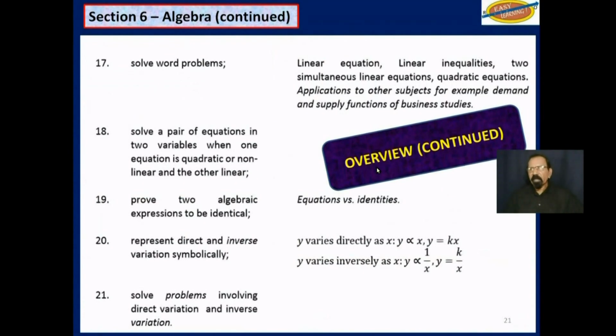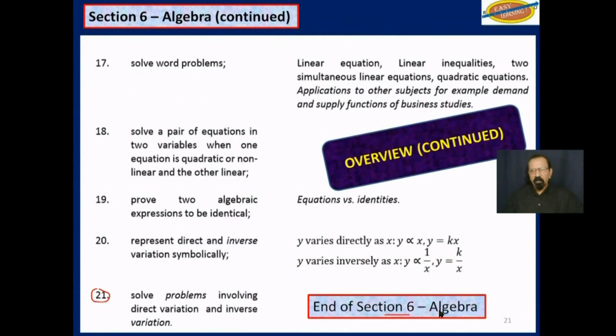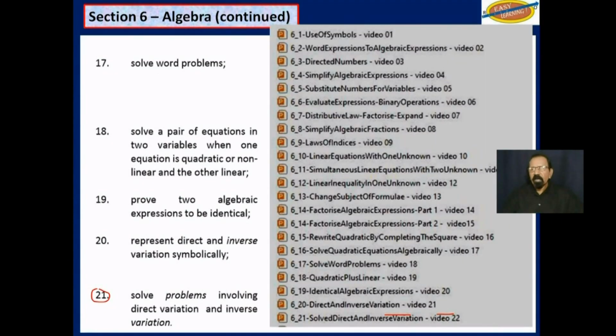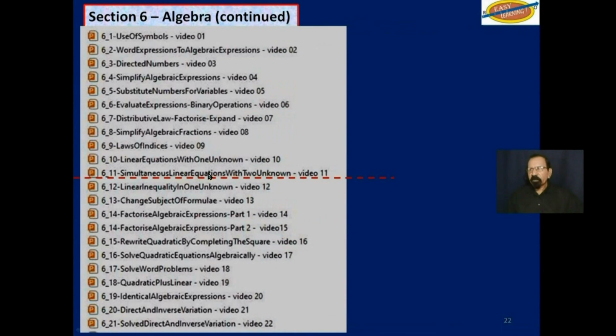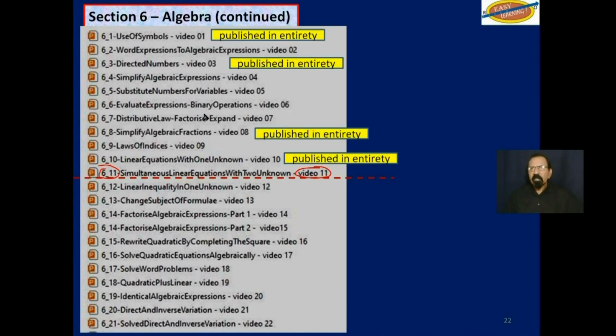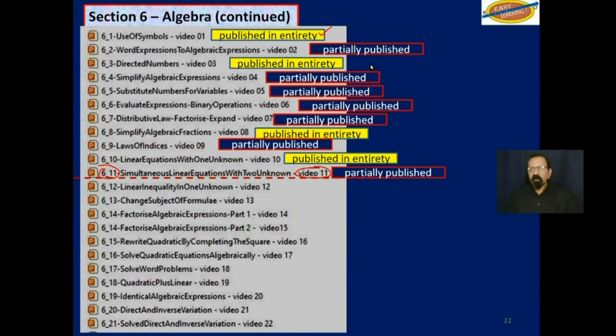And after that, we have these 5 more objectives to complete this section of the syllabus, section 6, which deals with algebra. And we will complete those in these last 5 videos. So we have 22 videos from 21 objectives. As I said, we have finished up to 6.11, and that was video 11. Out of those, these 4 indicated in yellow have been published in their entirety on YouTube, and these others only partially published. Right now, we are here, 6.12.